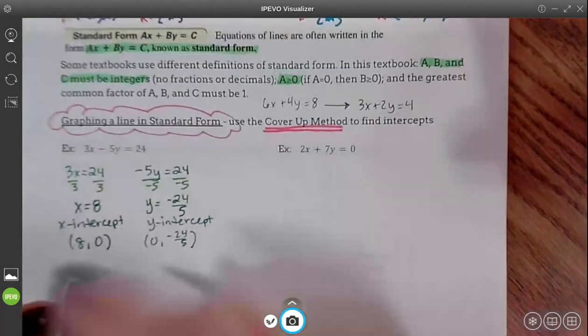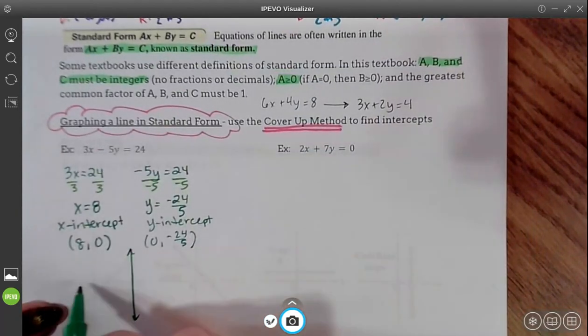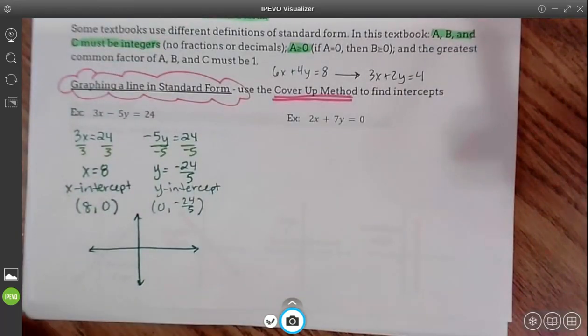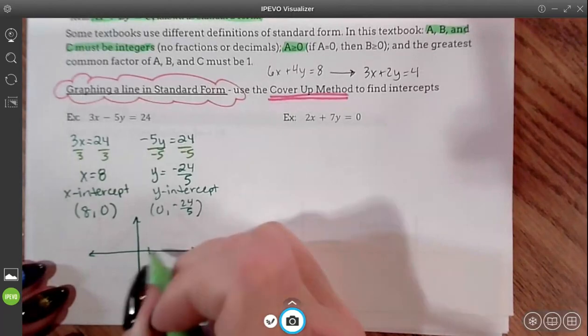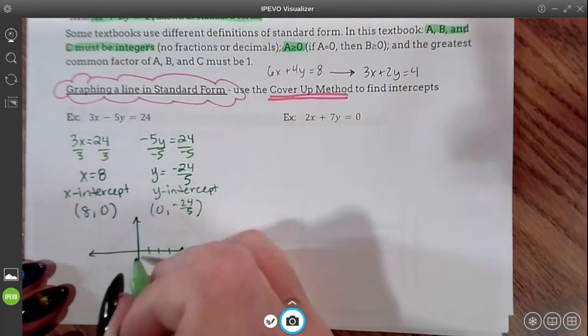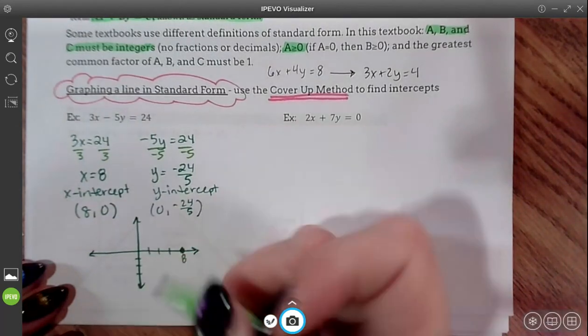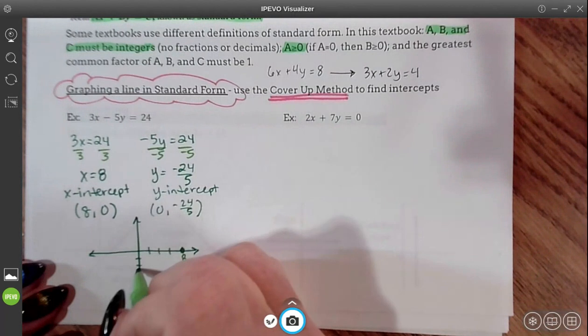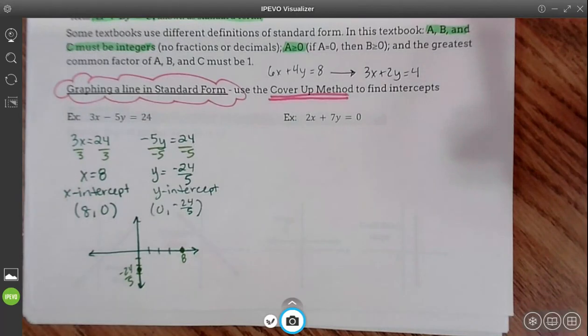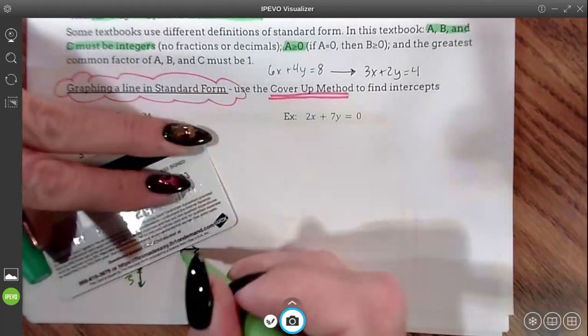Then when I graph that line, see, negative 24/5 is almost negative 5. So if I go 2, 4, 6, 8 on the x-axis, put my x-intercept, I go negative 2, negative 4, negative 6. Negative 24/5 is close to negative 5. Once I have those two plotted on there, I will just connect them. I don't have a straight edge, so I'll just use this little debit card here.